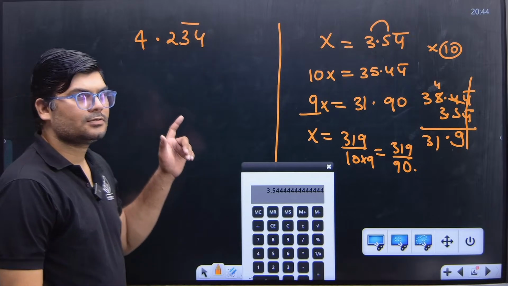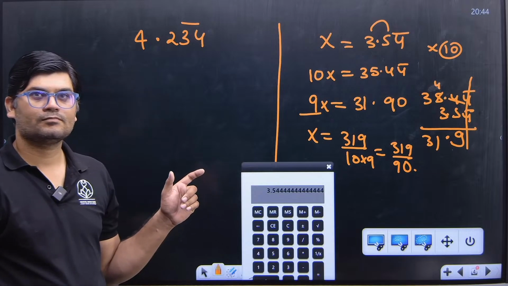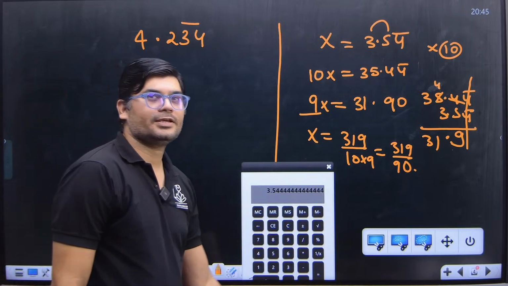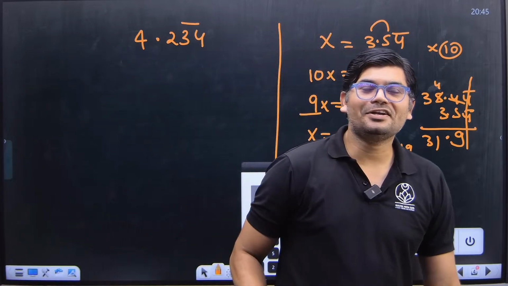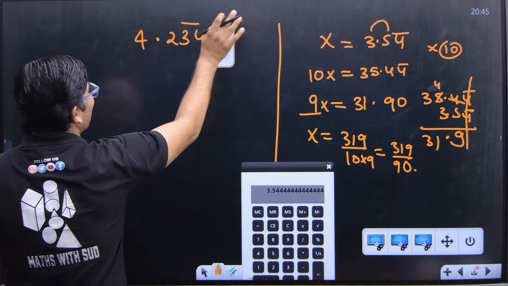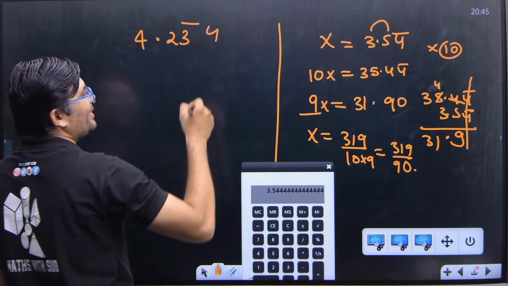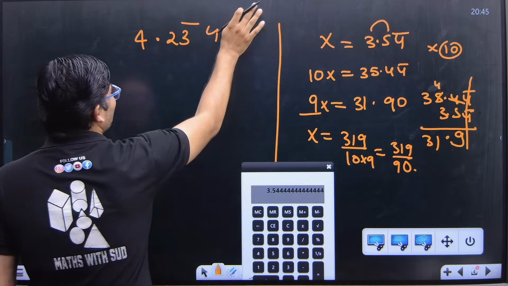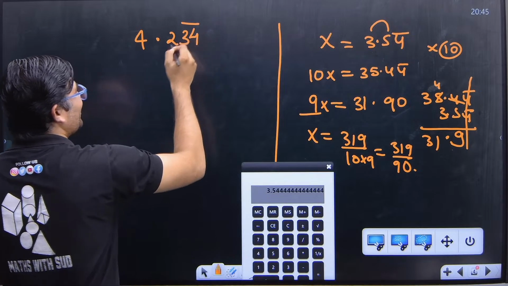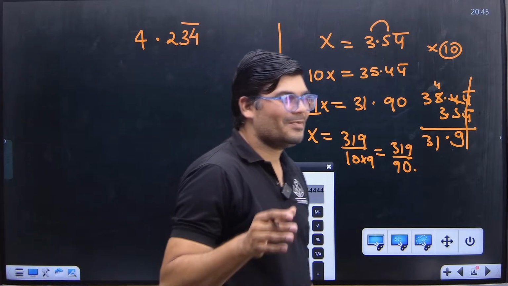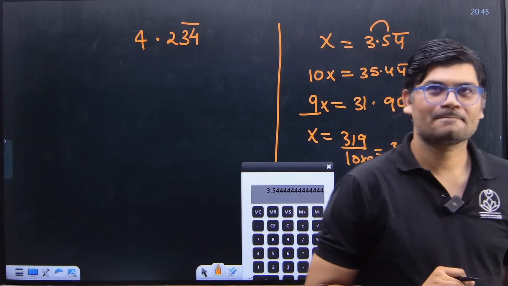The bar is only on 3? 3 and 4, I am saying. Oh, okay. You can't write a number repeating here then ending it here. I was so confused. The bar is over 3, 4.